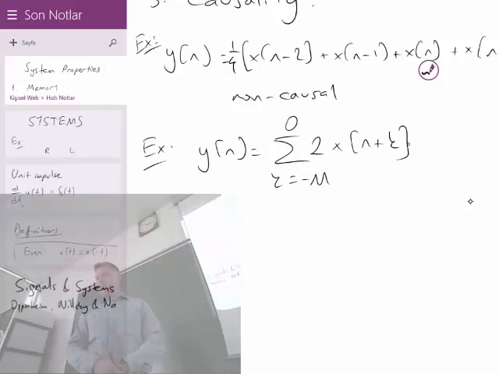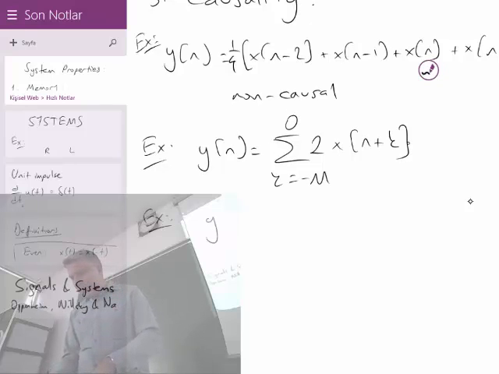Okay, let's think of this system. Is this causal? It seems to be causal because it requires the summation of all the terms up to x of n, which is okay. The current time is okay. x of n minus 1, x of n minus 2, x of n minus 3, up to x of n minus capital M are added up and doubled. So this kind of system is, as a matter of fact, causal.